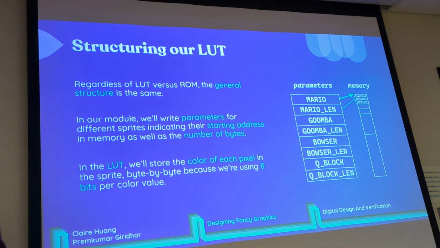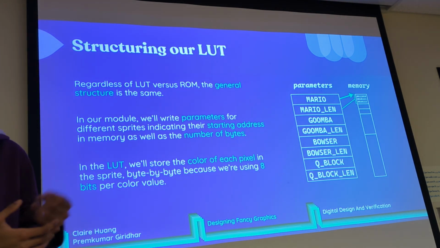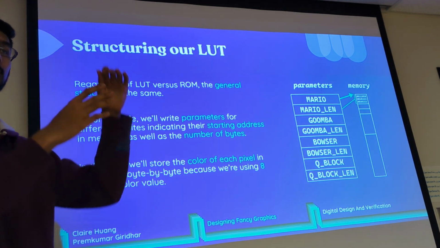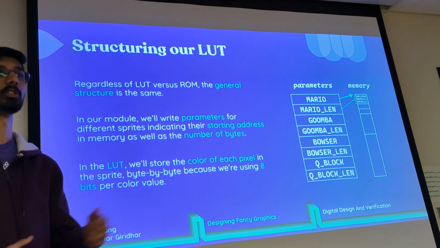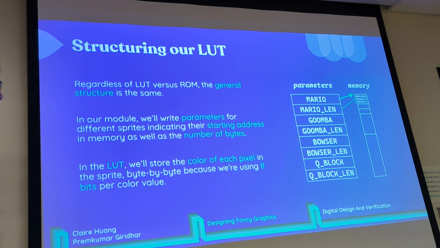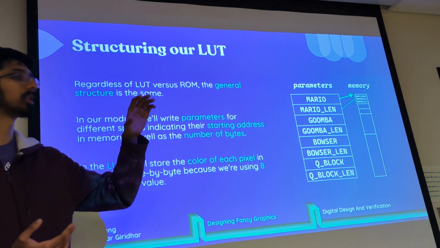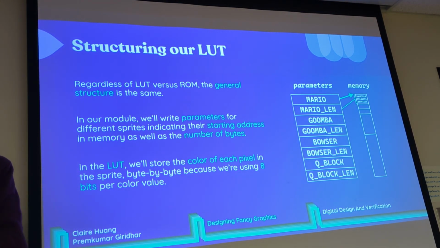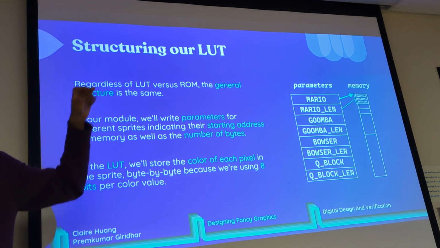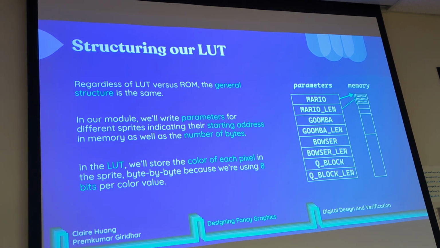So regardless of whether you use a lookup table or you use ROM, the general structure is going to be somewhat similar. You'll have a bunch of parameters that indicate where you are in your memory. It's going to be a start address for your sprite and the length of your sprite in bytes. And what you'll do is hard code these into your module somewhere, because these are just memory addresses. And then in the lookup table, you will store the color of each pixel as a singular byte at each byte in your ROM or lookup table, which is typically byte addressable. And you will use these parameters to access the bytes out of that spot.